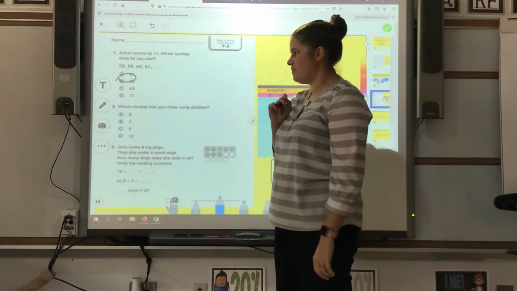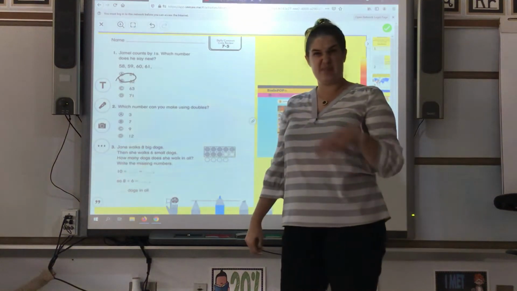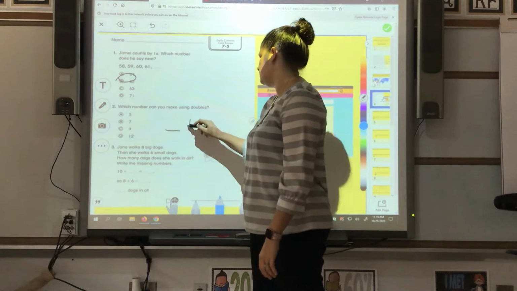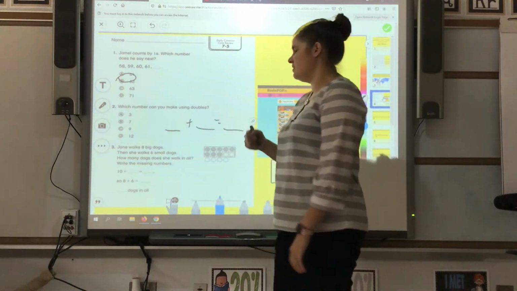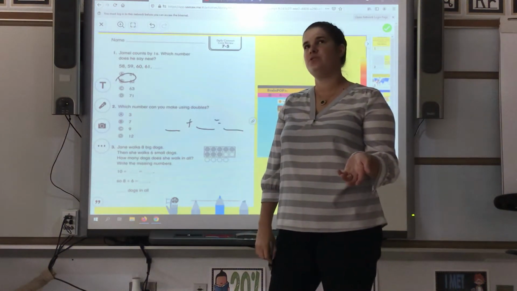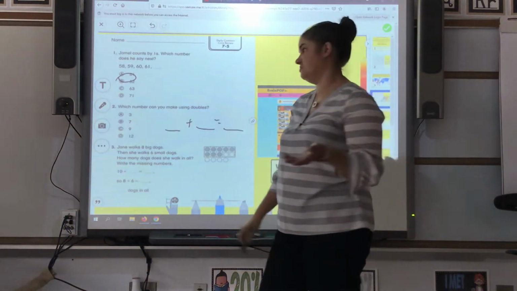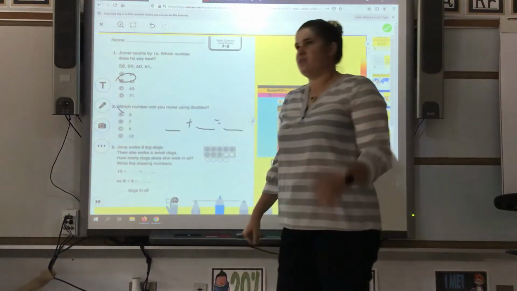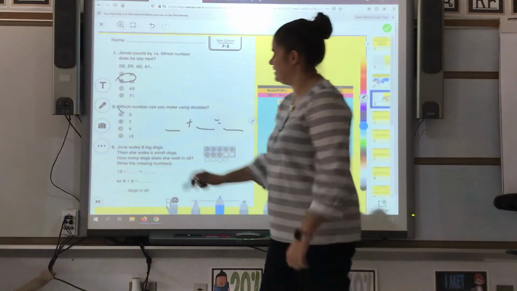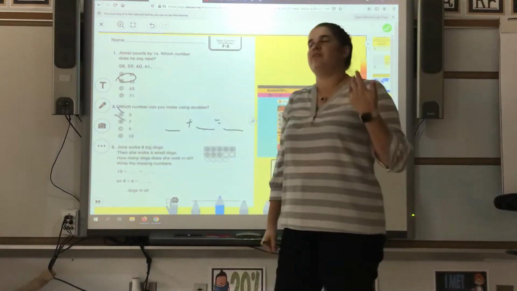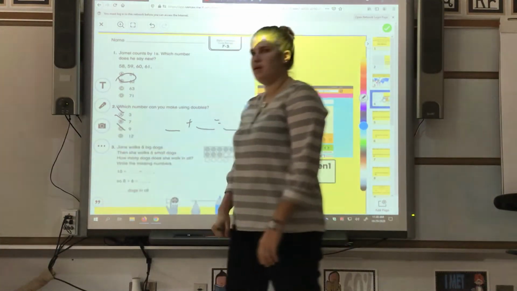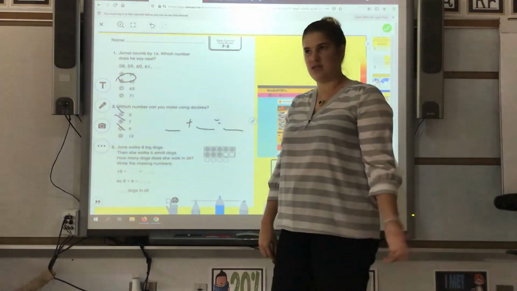Which number can you make using doubles? So that means the same number plus the same number is going to equal this. So 1 plus 1 equals 2. 2 plus 2 equals 4. So we can't make that. 3 plus 3 equals 6. 4 plus 4 equals 8. Can't make that. 5 plus 5 equals 10. Can't make that. 6 plus 6 equals 12.